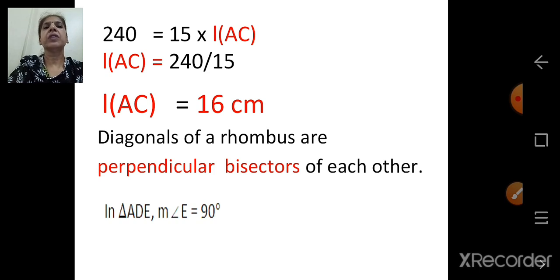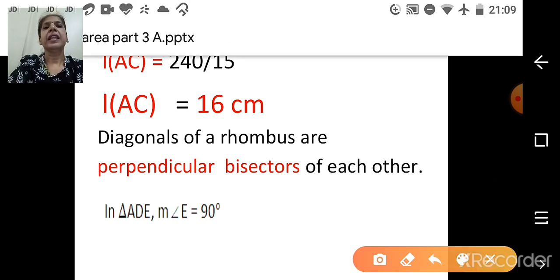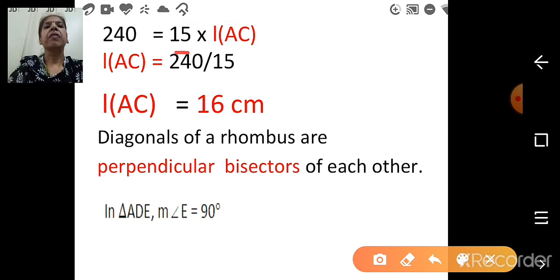240 is equal to 15 into length AC. Now we have to find length AC, and that length AC is equal to 240 divided by 15. So now we have to divide. Divide 240 by 15 and you will get the answer 16.